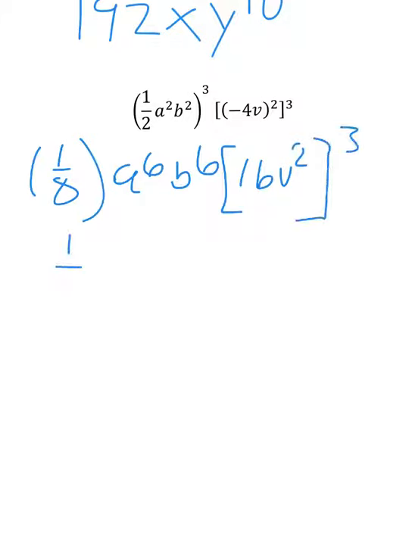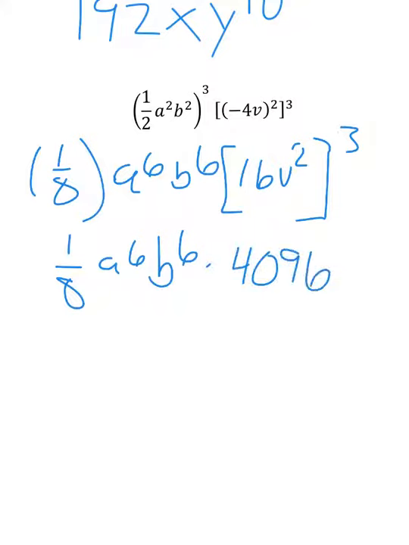So over here we have 1 over 8, a to the 6th, b to the 6th. And we have 16 cubed. We can do that in our calculator. That's 4,096. V to the 6th. We multiply the 2 and the 3 there.